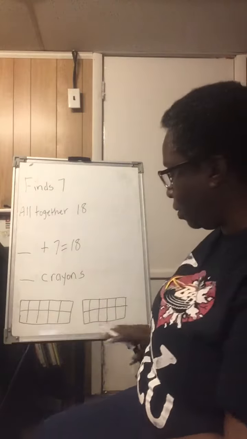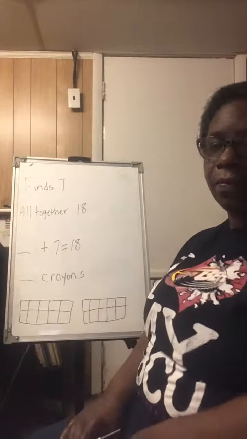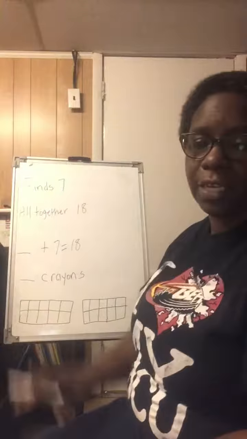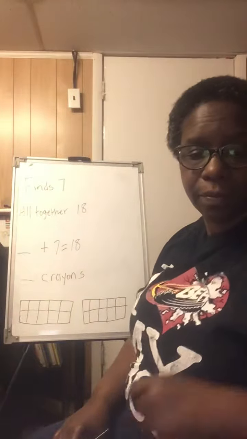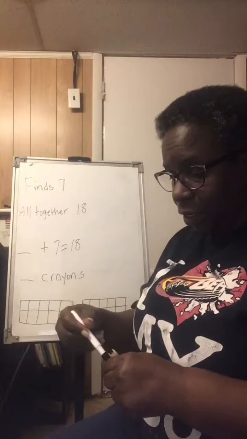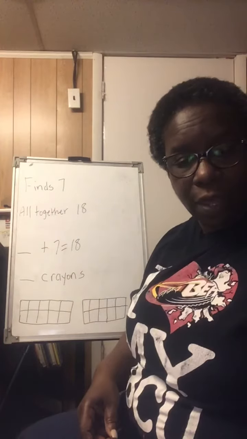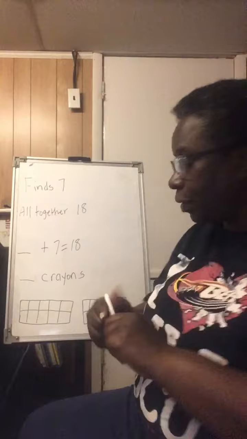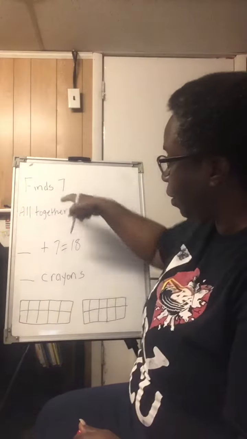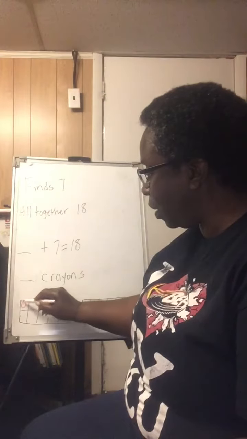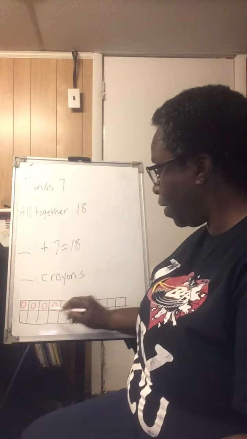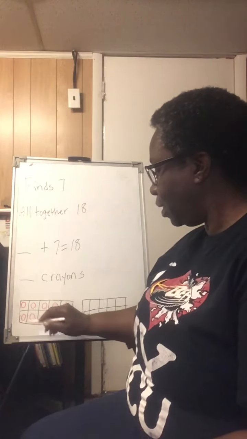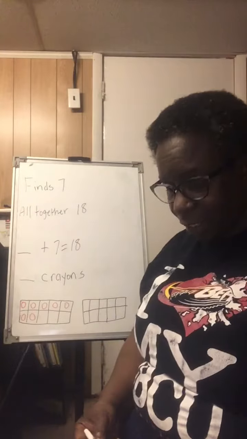10 frames, 10 and 10. Okay? So now we know that she found 7 crayons. So we're going to do our 7 crayons that she found in red. Okay, she found 7. So let's do 7 red. 1, 2, 3, 4, 5, 6, 7 red crayons. That's how many she found.